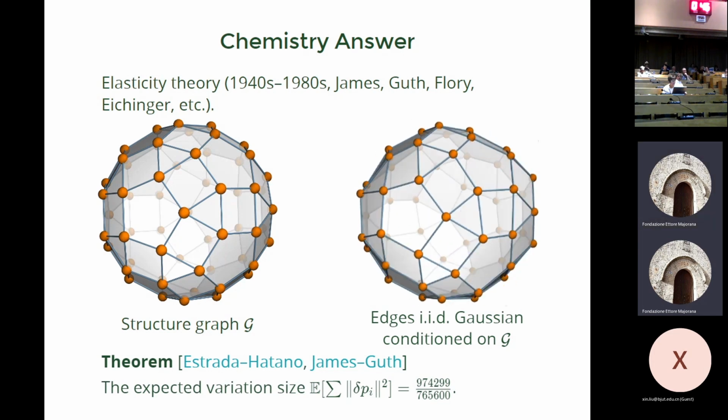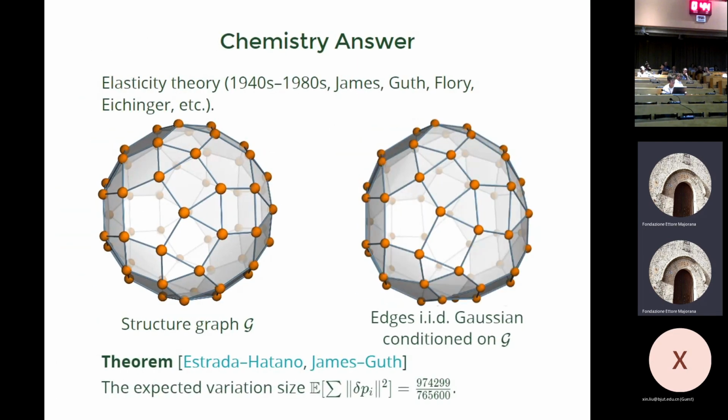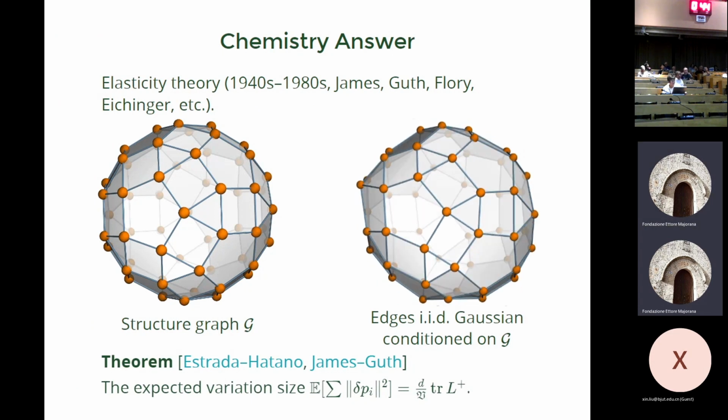Okay, so that's elasticity theory. Here's the problem from my perspective: this classical elasticity theory is fundamentally based on the idea that the edge distributions are zero-mean Gaussians. And that assumption is really built into the theory at a very deep level. When you first look at this, it's implicit in the appearance of this graph Laplacian.